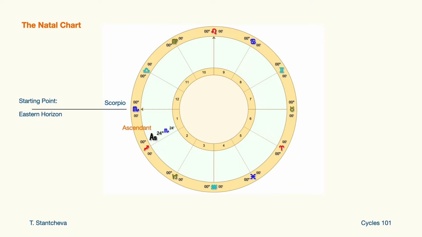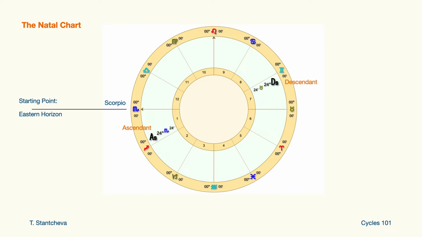By the way, it takes about 4 minutes for each degree to appear above the horizon. So you can see that if I had waited 4 minutes, the Ascendant now would have been 25 Scorpio. Another 20 minutes and it would have been Sagittarius. You don't need to worry too much about those minutes, just FYI.